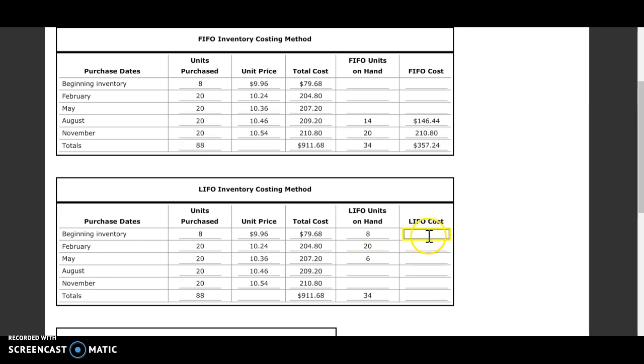Again, I need to figure out my LIFO cost then. So this first 2 are easy. I'm just going to copy that same number because we're using the full amount for those. Now that third one though, I'm taking 6 of that inventory at $10.36. So 62.16 there. Okay, I need to total all 3 of those together. For a total of 346.64.